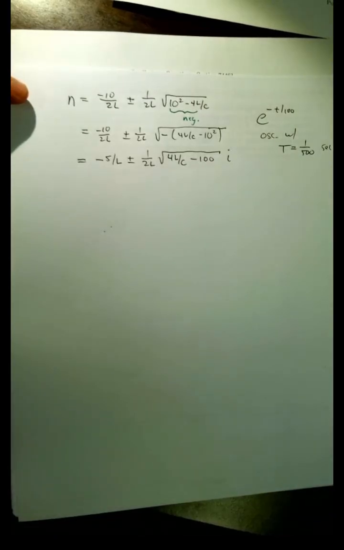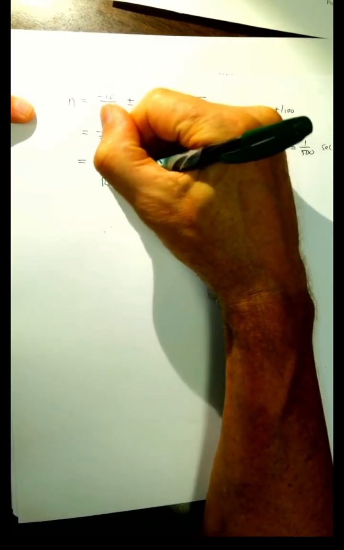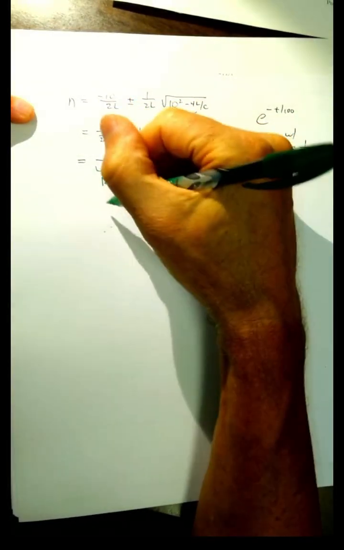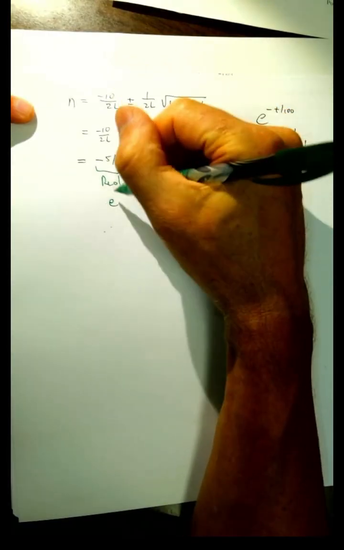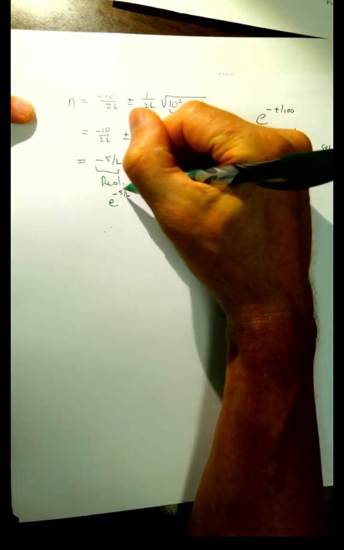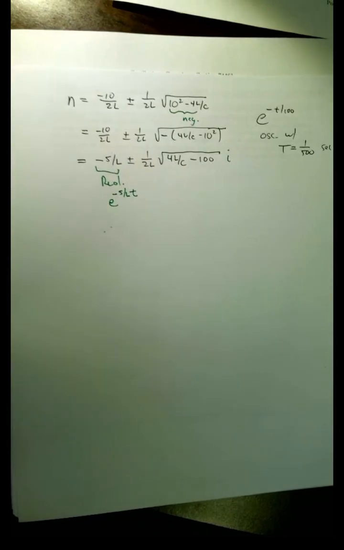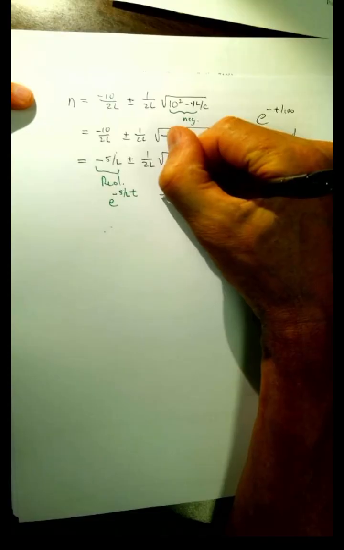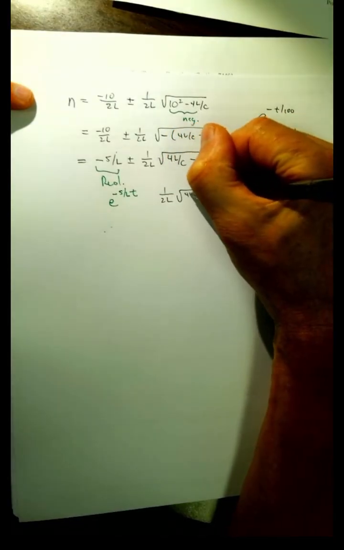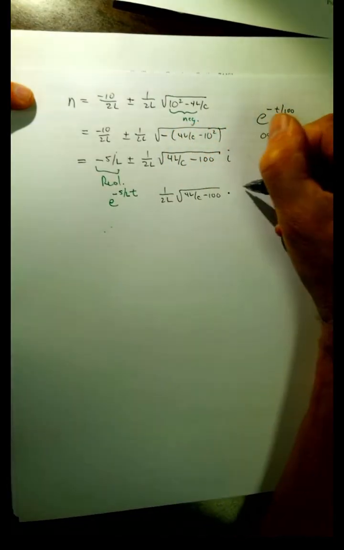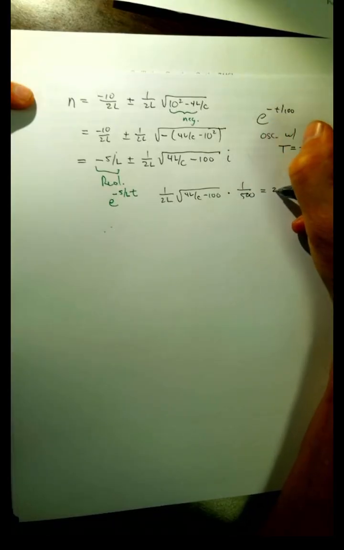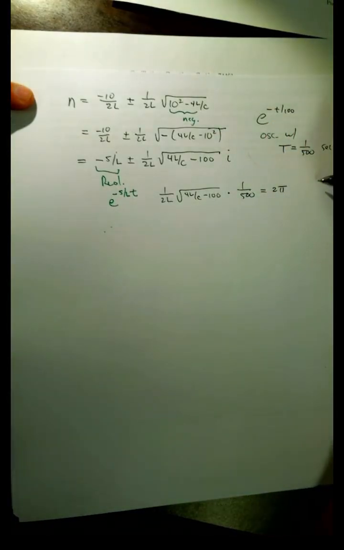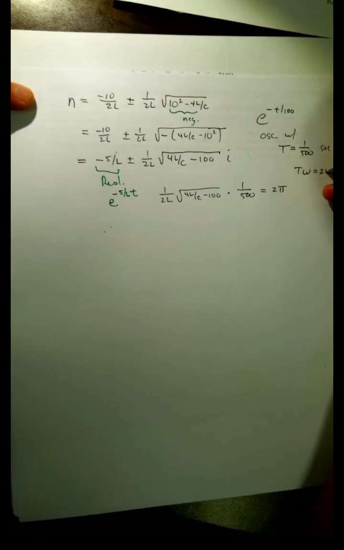Okay, so the real part means that the amplitude of the oscillations is going to change like that. So it's the exponential of the real part. And for the complex part, I know that when I take the period times this, the period is 1 over 500, that has to be 2 pi. Right? This is basically the T omega I know is 2 pi.